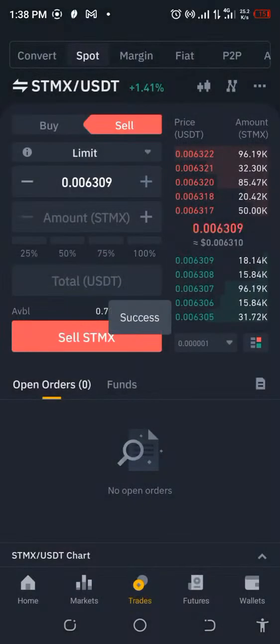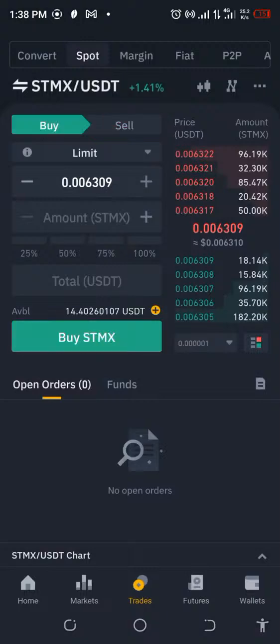Beautiful. So was I able to get that? Let's see. Pretty. Now, can you see what has happened here? We've been able to sell our STMX. It's a combination of limit order plus market order. Can you see how this works? Okay, so let me give you a recap.